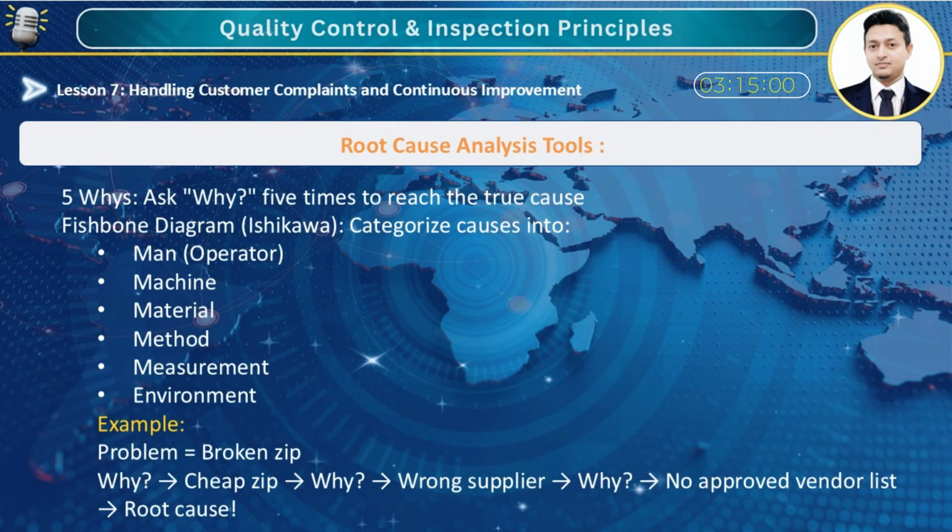Root cause analysis tools. To get to the root cause, we can use tools like the 5 whys method, asking why again and again until we reach the true cause. Or the fishbone diagram, also known as Ishikawa, which categorizes possible causes into man, machine, material, method, measurement, and environment. For example, say we have a problem, broken zippers. Why? Because cheap zippers were used. Why? Wrong supplier. Why? No approved vendor list. And there's the root cause.